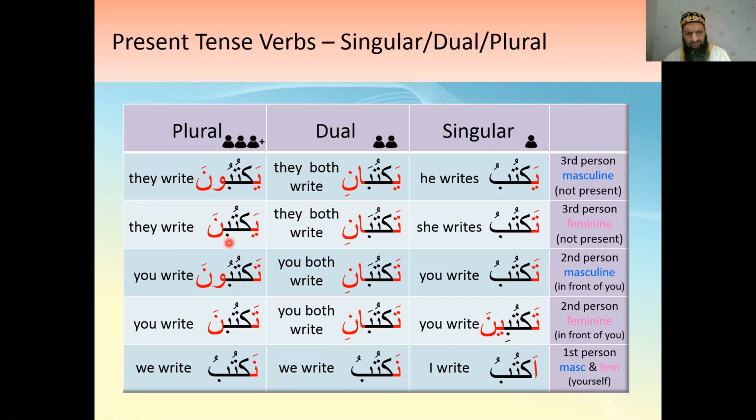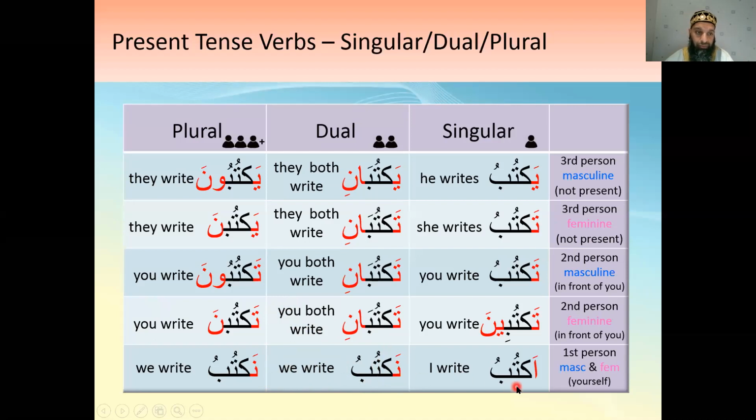Astaghfiruka wa atubu ilayk means I seek your forgiveness and repentance. I repent to you. And nastaghfiruka, we seek forgiveness. Astaghfiruka, I seek forgiveness. Nastaghfiruka, we seek forgiveness. Yeah? A'udhu billah, I seek refuge in Allah. Na'udhu billah, we seek refuge in Allah. Right? So the na comes. So we've done that now.